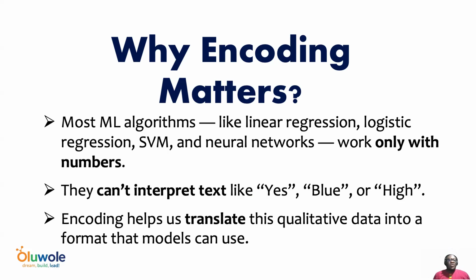They only work with numbers. They can't interpret text like yes, blue or red. So you need to help them. Encoding helps to translate this qualitative data into a format that the model can use. And that's how you realize that every time you are creating a model, you are dealing with quantitative data. Quantitative data comes in numbers. It does not come in strings or Booleans or statements. It comes in numbers.